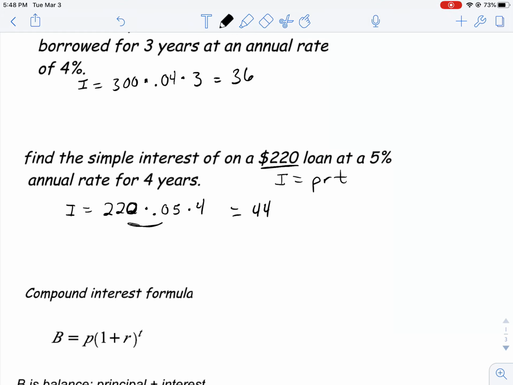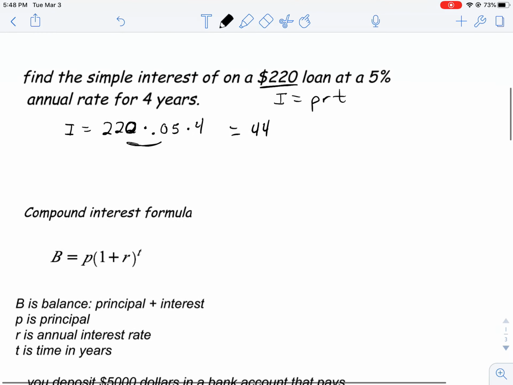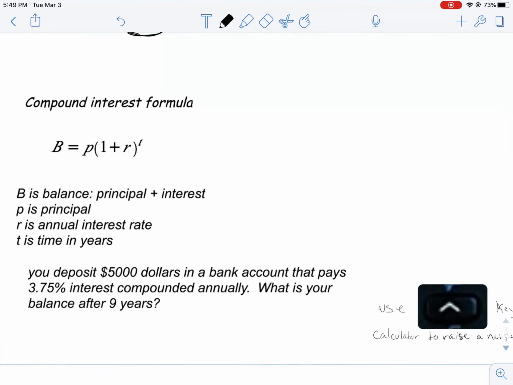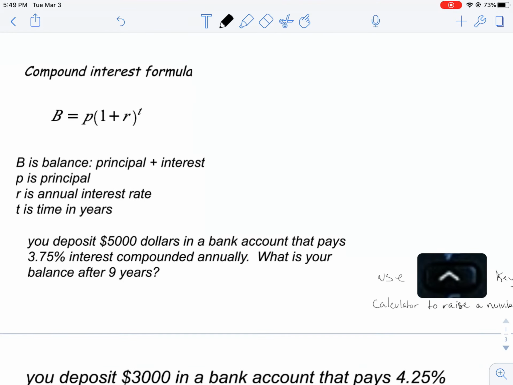Okay, so that one is simple interest. Now looking at compound interest, we're going to be using a power, but you're still going to have some of the same things. We're still going to have our principal, our rate, and then our time. This time, however, we are finding our balance. So this would be if you invest money in something and you get a rate of return. So B is your balance, so principal plus your interest, the total when you're all done, not just your interest. P is the principal, R is your annual interest rate, and T is the time in years. So this one will work a little different.